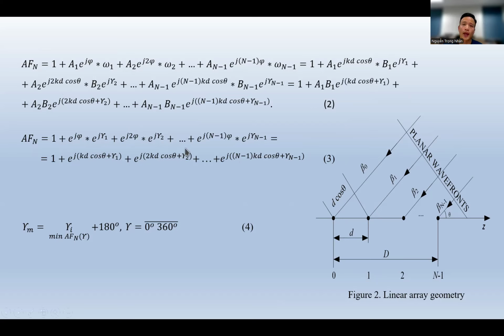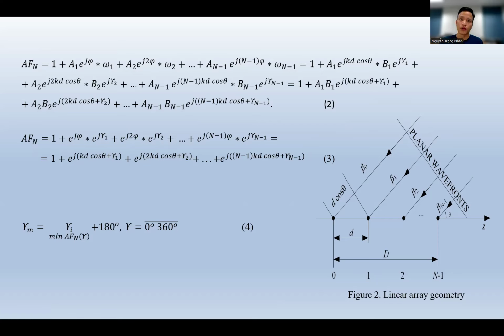Consider the case where each element of the array is excited with a signal at an amplitude of 1, but because the transmission paths between elements are not equal, the phase shift of each element will be different, and we can write the array factor as formula number 3. Then, to determine the phase shift gamma using the minimum point finding method, we need to find the angle gamma at the minimum point of equation 3 as formula number 4.